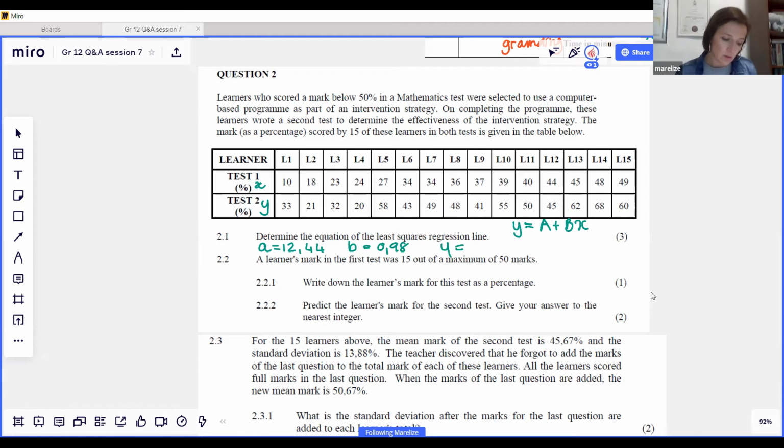A is 12.44 plus 0.98x. 3 marks. Routine, definitely.